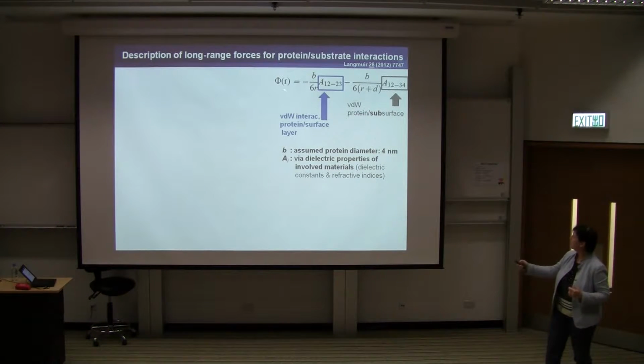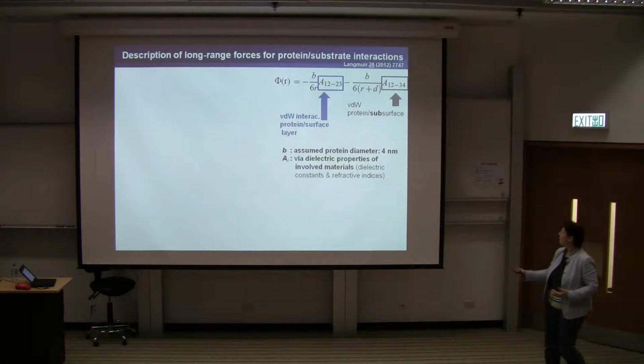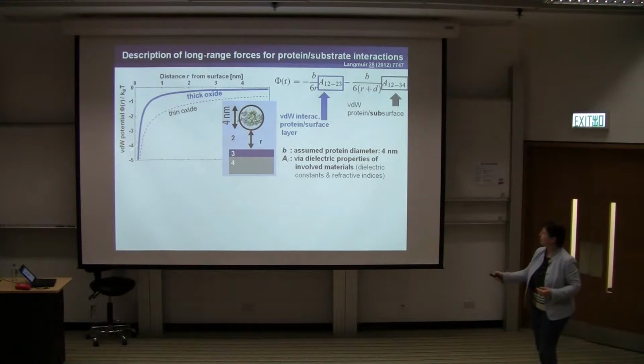So here's the potential, consisting of the van der Waals interaction between protein and surface layer, and the second, the van der Waals interaction between protein and silicon, the subsurface. Okay, for this model we assume a protein diameter of 4 nanometers, very reasonable, and here the Hamaker constants are now calculated via the dielectric properties of the involved materials, and this is what we expect from this rough model.